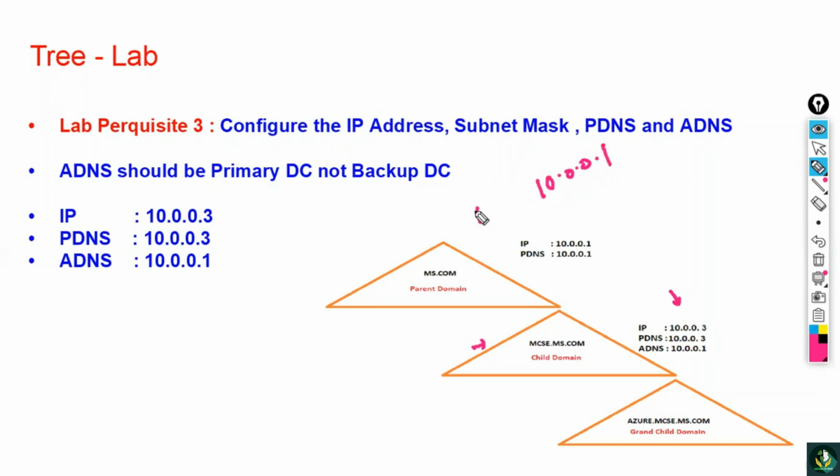10.0.0.1 is the DC and the ADC is 10.0.0.2. So we'll configure 10.0.0.3 for this child domain, and the PDNS will be the same, because we are going to configure the domain here. So the IP address and PDNS of the domain will be the same. 10.0.0.3 and the preferred DNS is 10.0.0.3, and the alternate DNS will be the domain controller IP address.